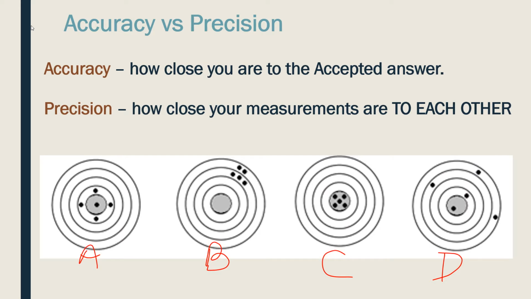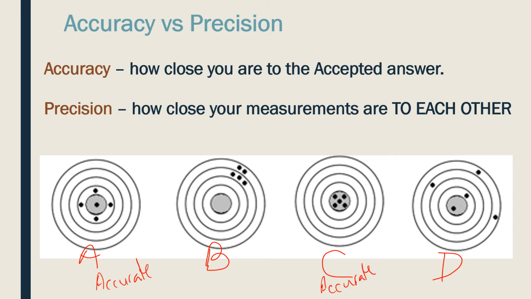So here, this is often used with bullseyes. Here are a series of bullseyes with some shots taken at them. And as you can see with A, B, C, and D, the accuracy is varying and the precision is varying in each of these cases. So if you had to choose one of these that was accurate, which is close to the accepted bullseye answer, C should be accurate, right? This looks accurate. And then also A is sort of accurate. So this one's accurate as well.